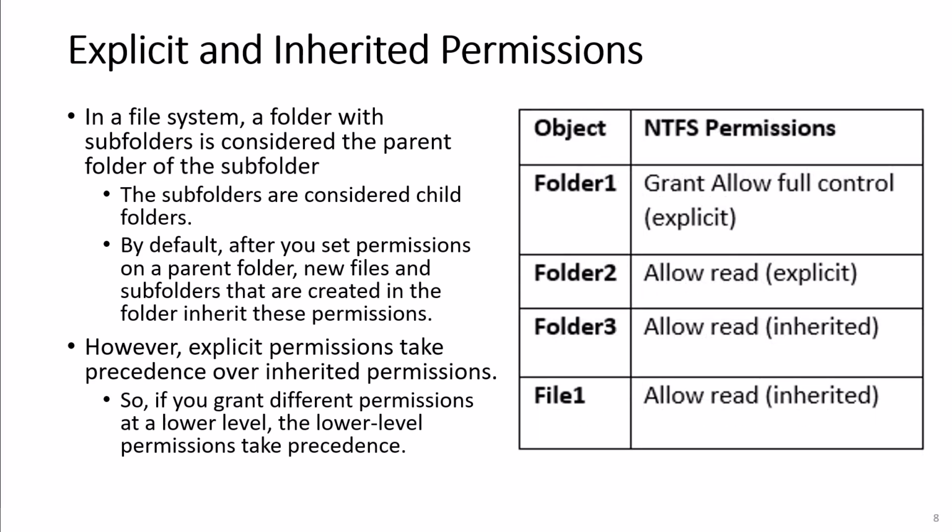If you grant different explicit permissions at a lower level, the lower level permissions take precedence. In this example, Allow Full Control permissions were granted on folder 1. The Allow Full Control permissions will normally flow down to folder 2. However, since the Read permission for the user group was actually assigned or granted explicitly, that becomes the new permission for the folder 2 level, and that permission, Allow Read, will flow down to folder 3 and file 1.